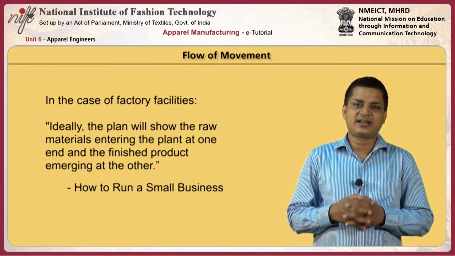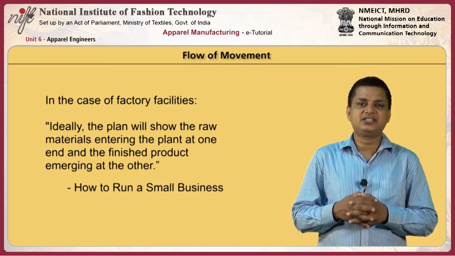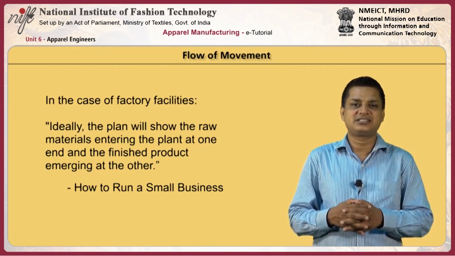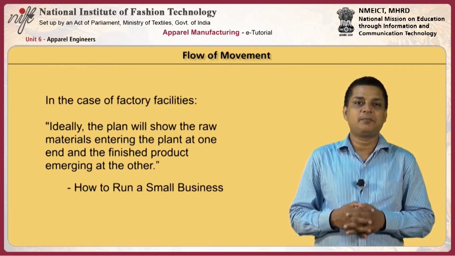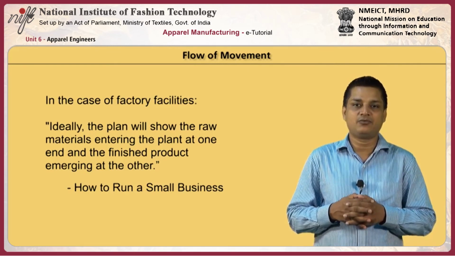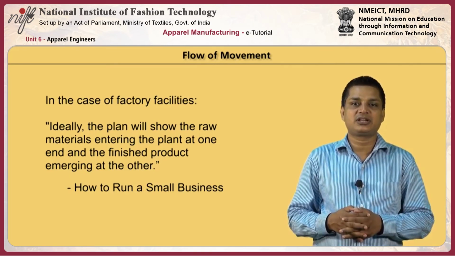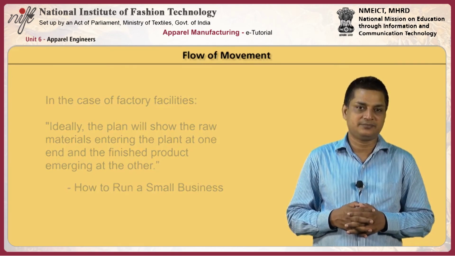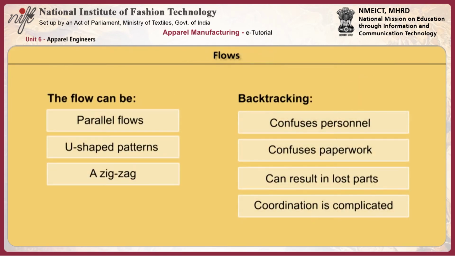In the case of a factory facility, the editors of How to Run a Small Business state that ideally the plan will show the raw material entering the plant at one end and the finished product emerging at the other. The flow need not be a straight line. Parallel flows, a U pattern or even a zigzag that ends up with the finished product back at the shipping and receiving bays can be functional.